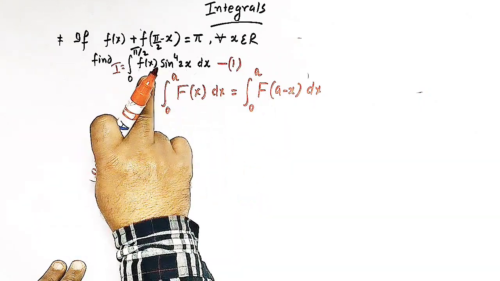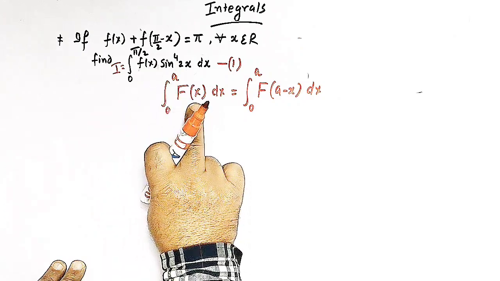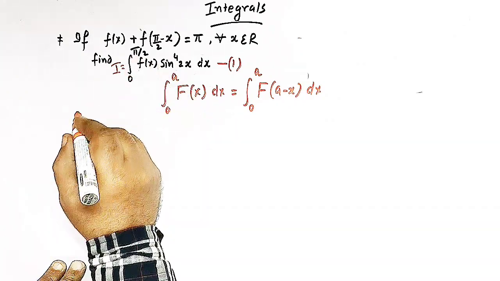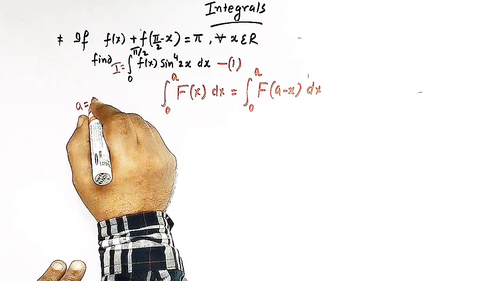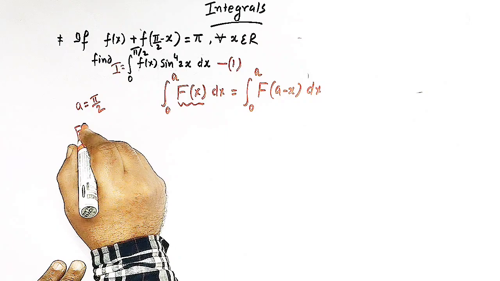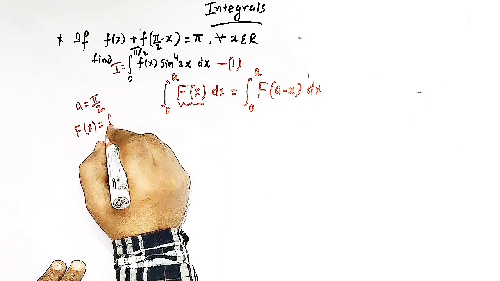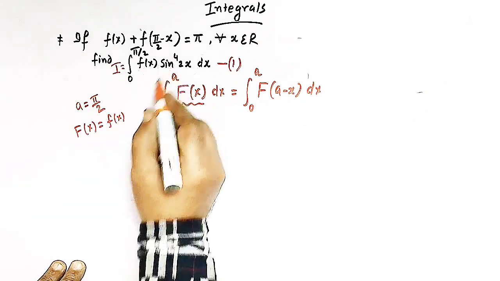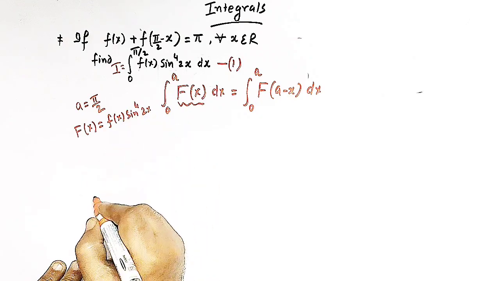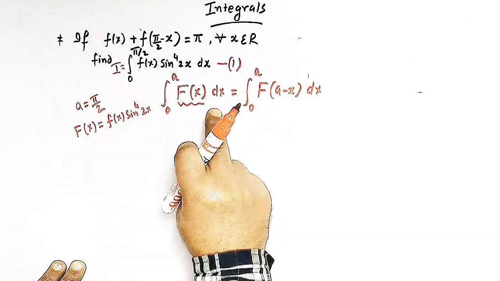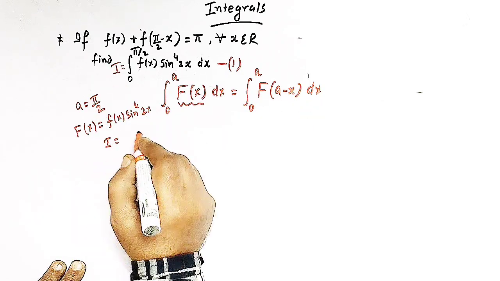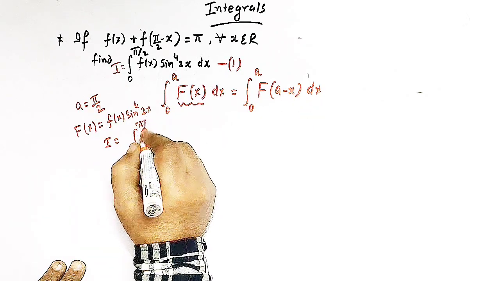So if we compare this integral with this one, then here we have 0 to a, and here we have 0 to pi by 2. So we can take a is equal to pi by 2, and our function f of x is given by f of x, and we have sine 2x raised to 4.